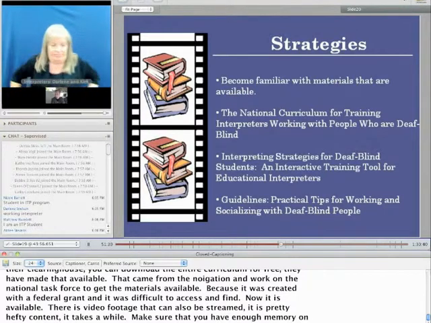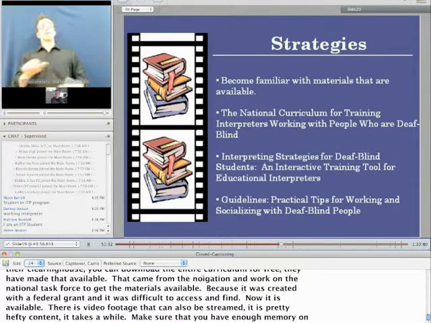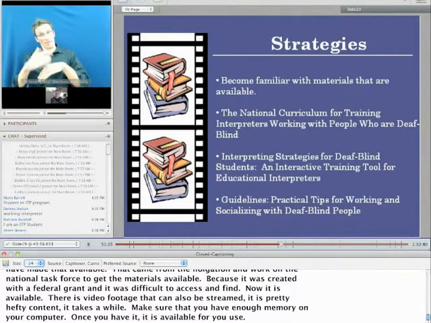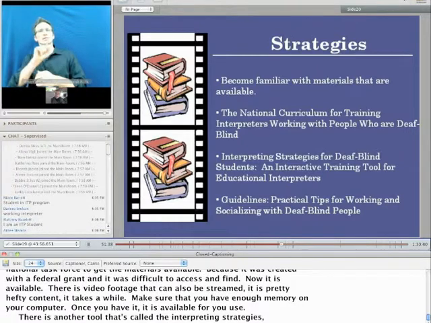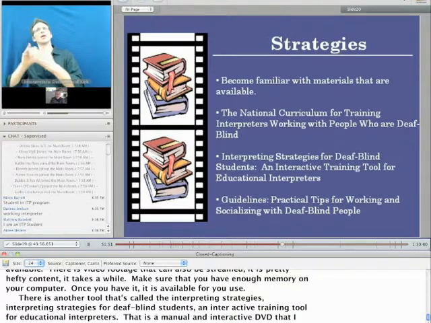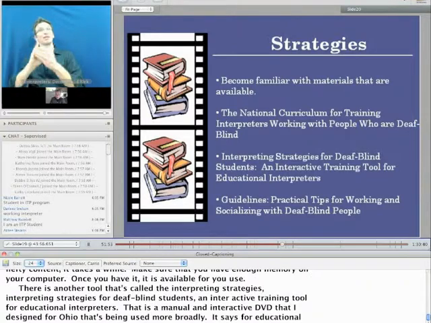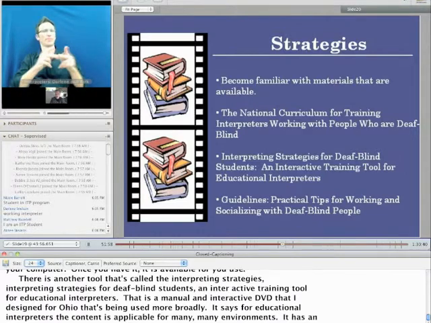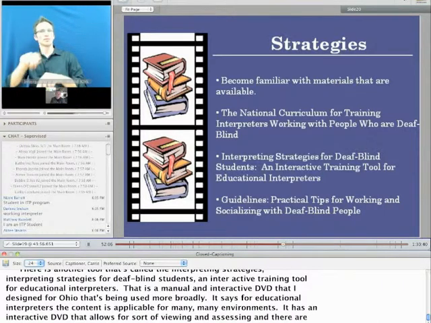There is another tool that's called the Interpreting Strategies for Deafblind Students, an interactive training tool for educational interpreters. That's a manual and an interactive DVD that I designed for Ohio that's being used more broadly. Even though it says for educational interpreters, the content is really applicable for many, many environments. And it has an interactive DVD that allows for viewing and assessing, and there are some quizzes that you can use. So there are materials that are available to you, again, so you don't have to recreate the wheel.